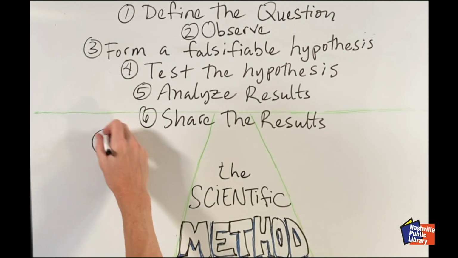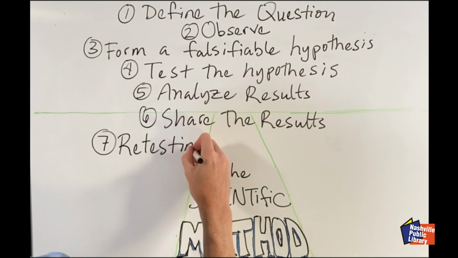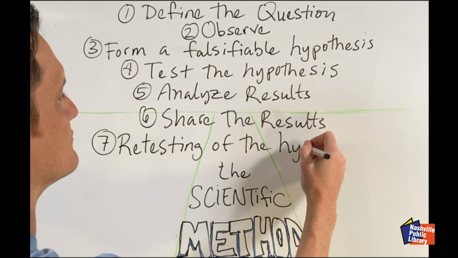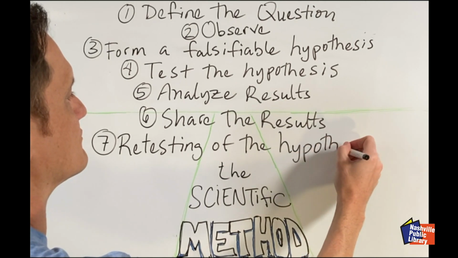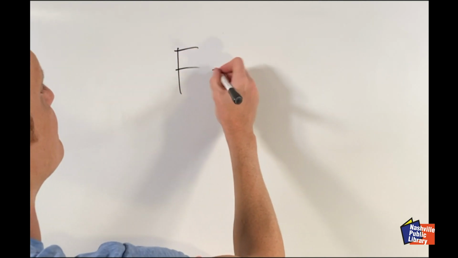Finally, the seventh step is the retesting of the hypothesis by others. So, have other people drop things and have them analyze the results. The last step is very important, because having someone observe the same thing, independent from other measurements of the same phenomenon, is a strong piece of evidence that supports the original findings.